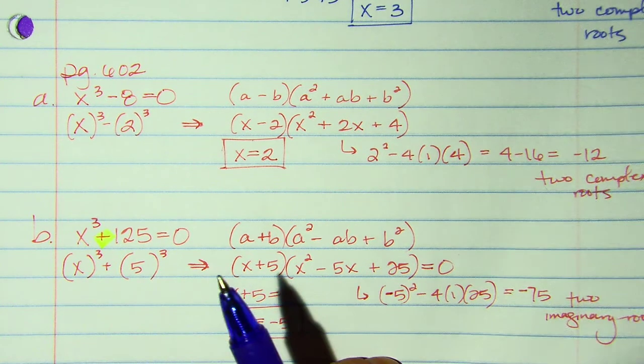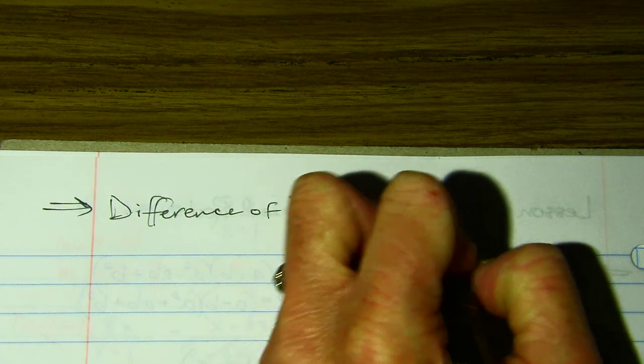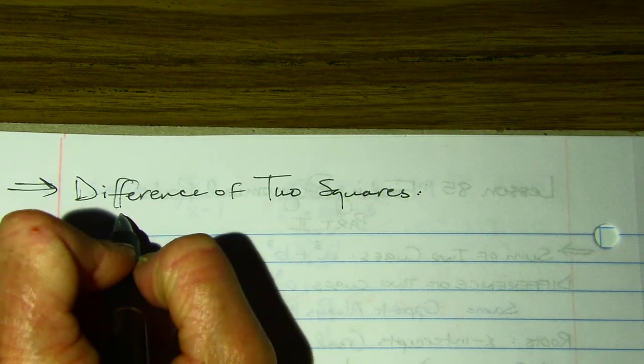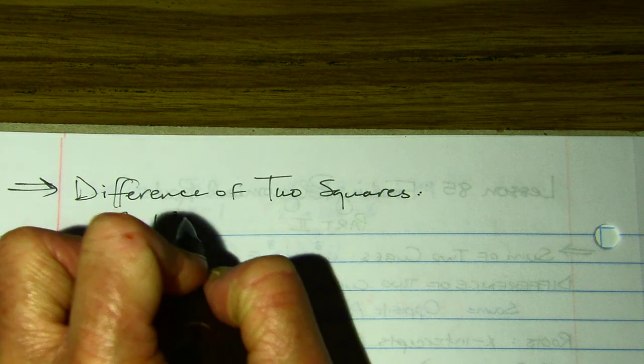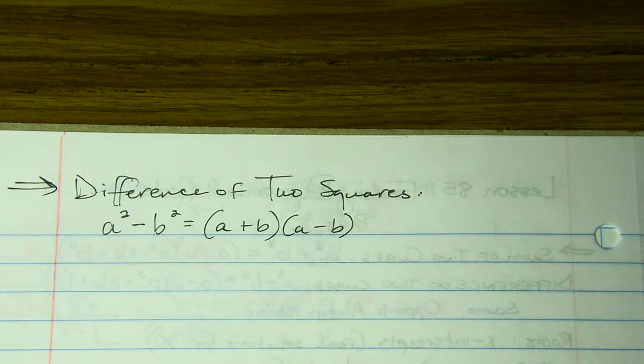We're going to move on to the next part of our notes, which is a review of, we're going to include the difference of two squares. So when we talk about squares, we're talking about two terms squared. So a squared minus b squared. My factors are real simple. One's a plus b, one's a minus b.